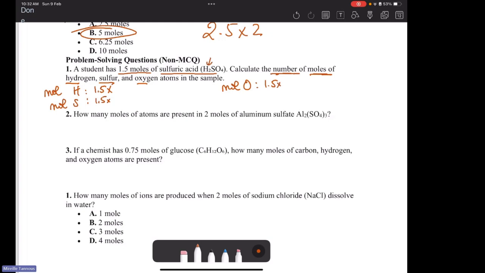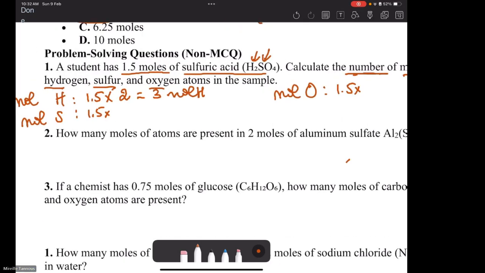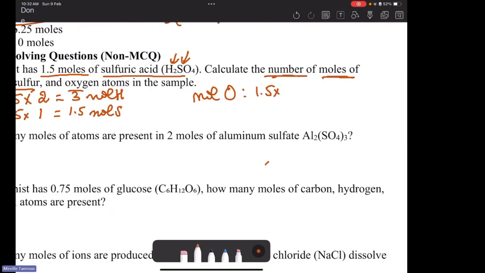The atomicity of H is 2, so 3 moles of hydrogen. The atomicity of S is 1, so 1.5 moles of sulfur. The atomicity of O is 4, so that is 6 moles of oxygen.